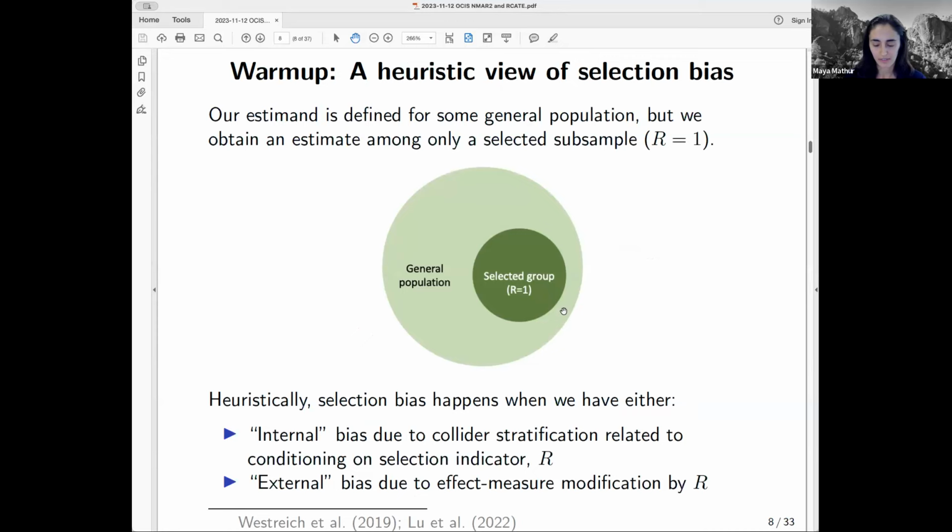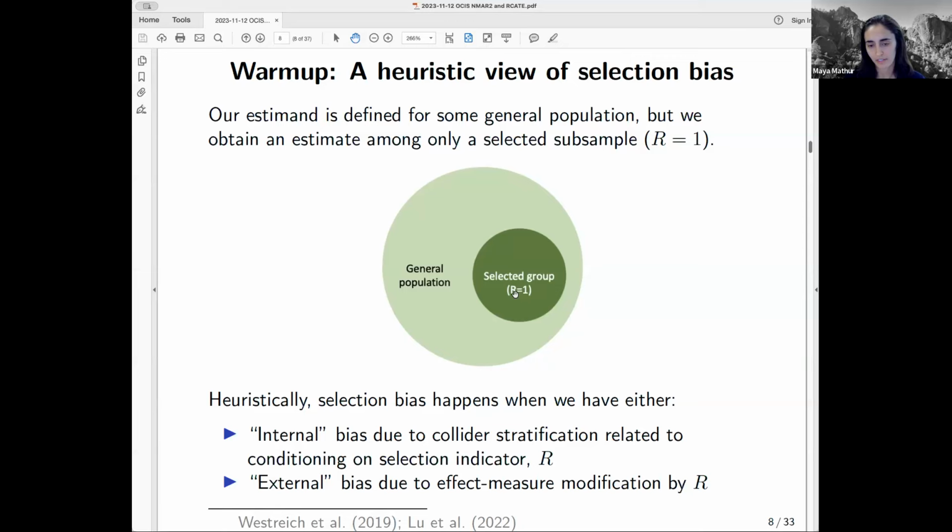This one is a little bit more intuitive. And this could arise from something like effect measure modification by the selection indicator. So in other words, the causal effect among the selected group might actually be different from the causal effect in the general population, simply because they're different individuals and they have different covariates, for instance. It's perhaps a little bit of a misnomer to call it bias, right? Because this is referring to a difference between two population parameters, but it's sort of a shorthand for an external source of selection bias in the estimator for the R equals one group relative to the general population.